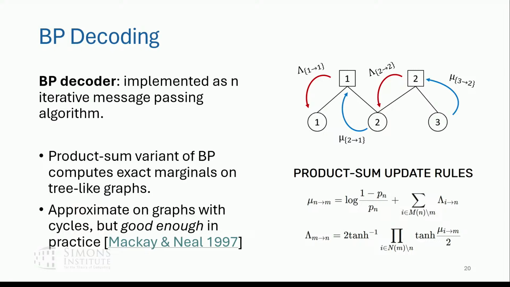A type of belief propagation called the product-sum algorithm actually computes the marginals exactly if the graph is tree-like. In practice, quantum error correction codes usually aren't tree-like. However, what we find is that even if the graph has cycles, in the classical case at least, it usually works reasonably well.